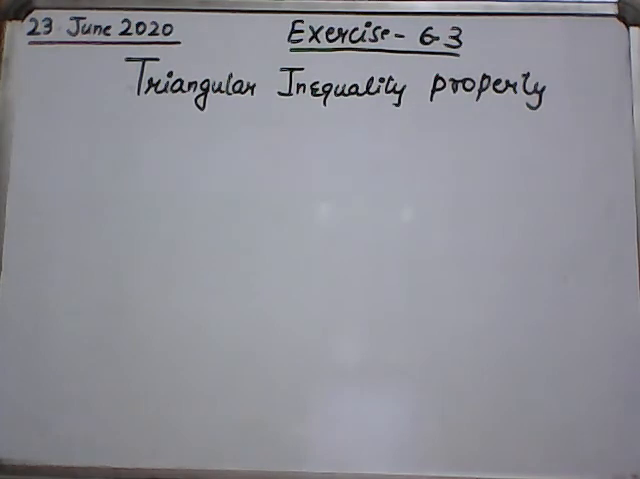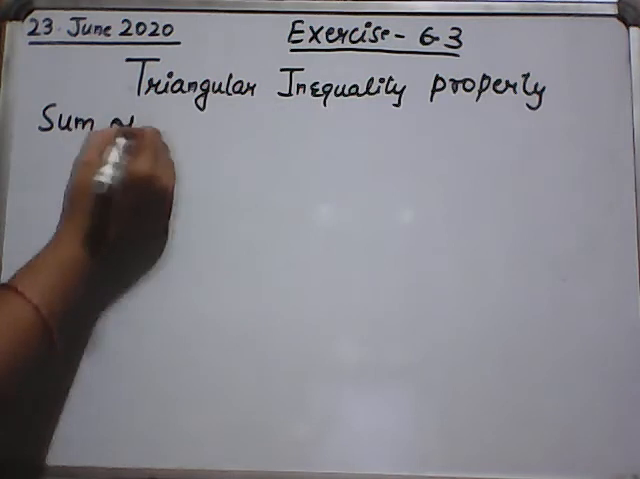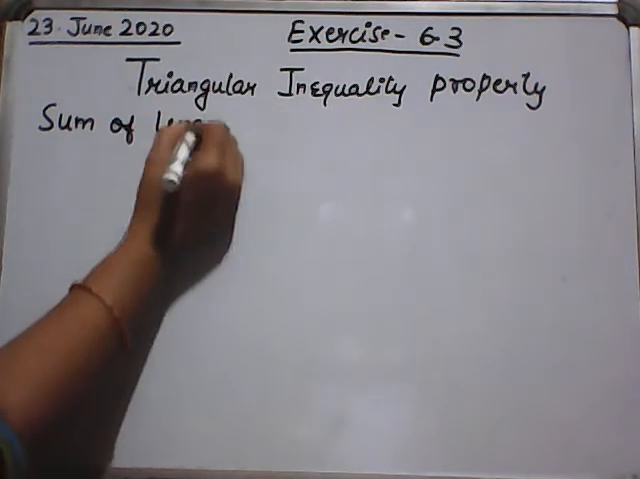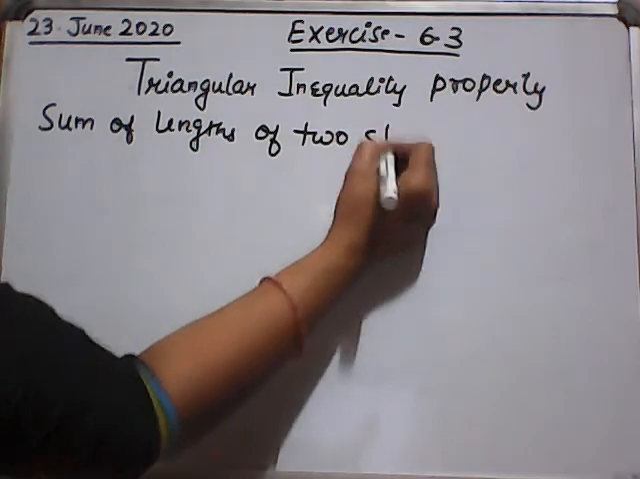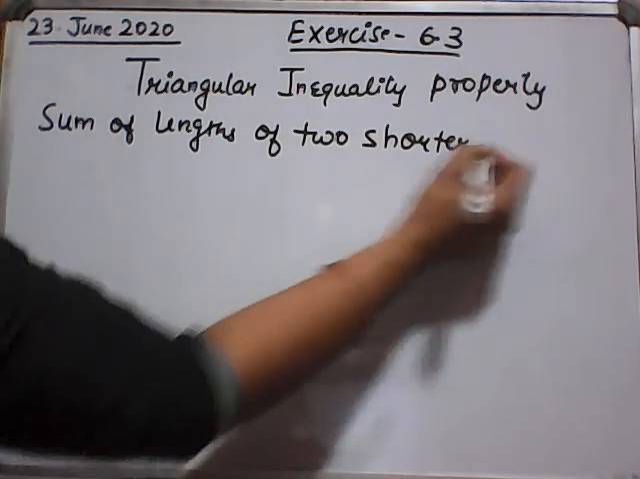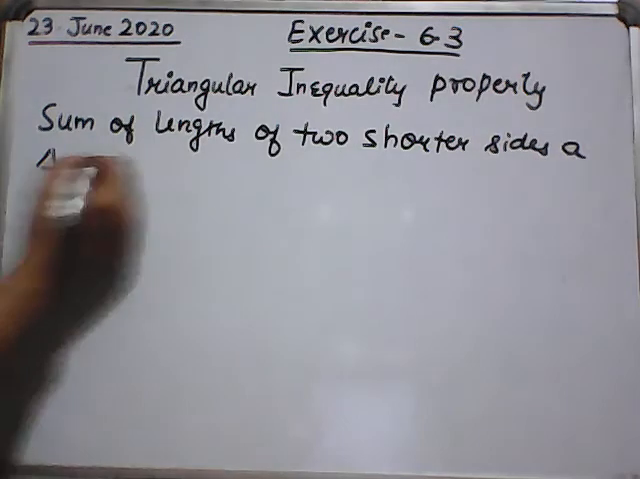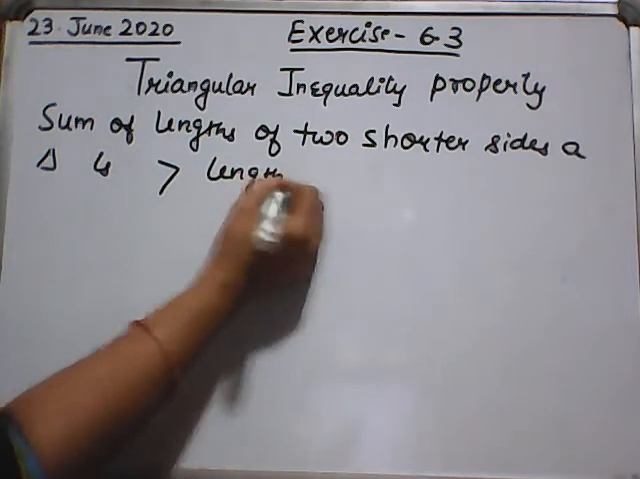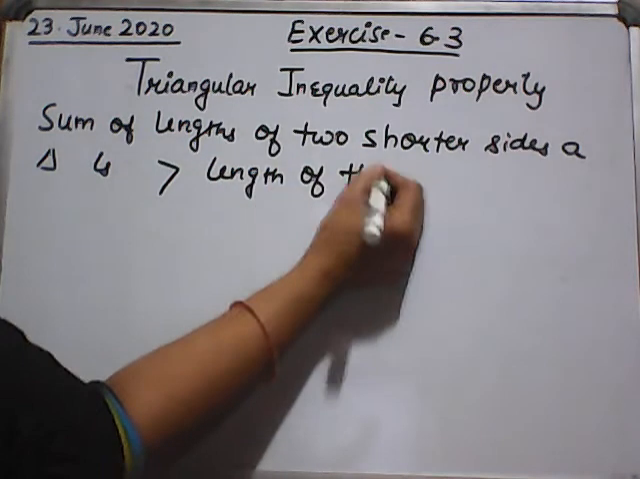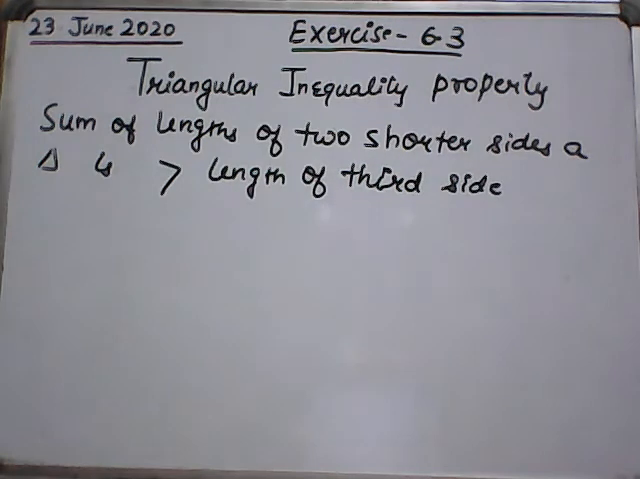What does this property state? This property states that the sum of the lengths of the two shorter sides of a triangle is greater than the length of the third side. If this property is satisfied, then we can form a triangle with the given sides.